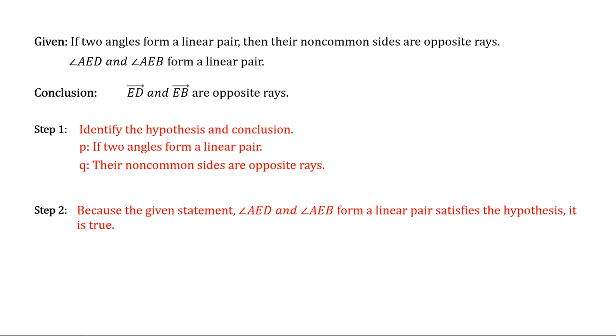So step 2 then is, because our given statement AED and AEB form a linear pair, we're told that the two angles form a linear pair. It satisfies our hypothesis, that that is true. Then the law of detachment tells us that our conclusion statement, ED and EB are opposite rays, is also true, because that's the true part of our conditional statement, and then we're told that our angles form a linear pair. So tying everything together, that tells us that that's a true statement, and it's a valid conclusion based on the information that we had.